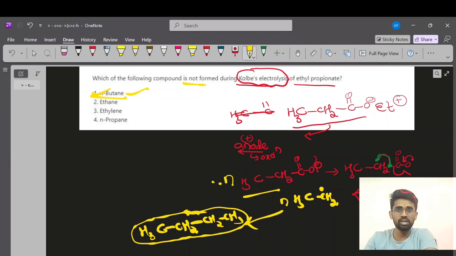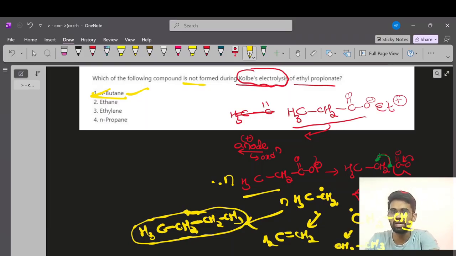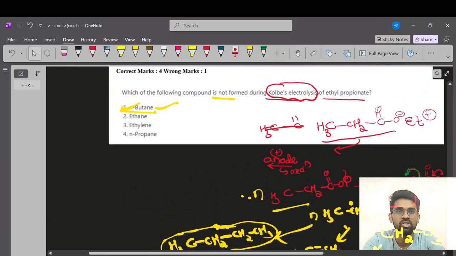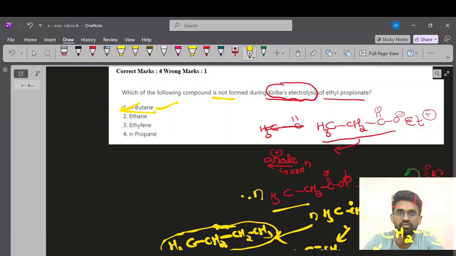Now let us take one possible disproportionation reaction. One hydrogen from here joins with this, and you are going to get ethylene, CH2=CH2, and from here you are going to get ethane, CH3CH3. So what are the possible products we got? One is butane, one is ethylene, another one is ethane. So the first three options are possible during this reaction. Since they are asking about the one not formed, definitely the one not formed is n-propane.